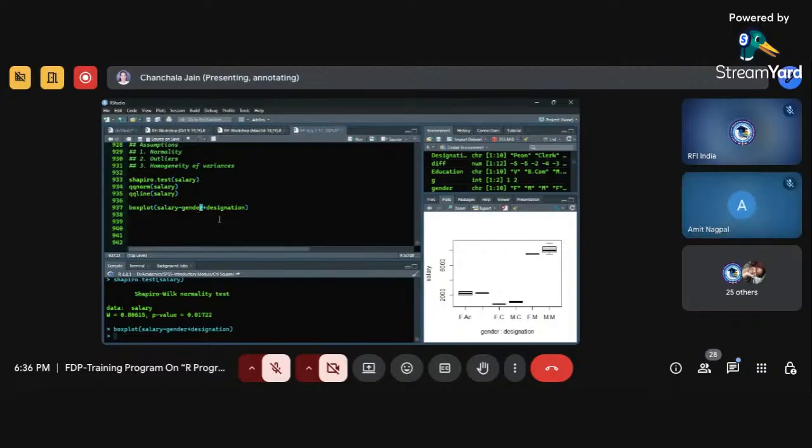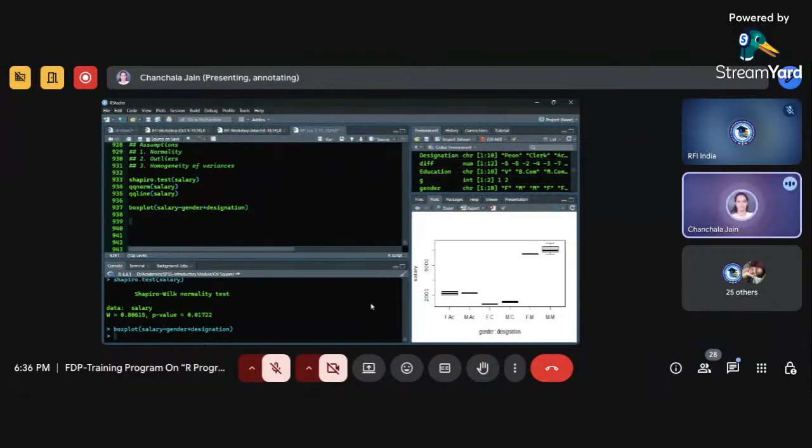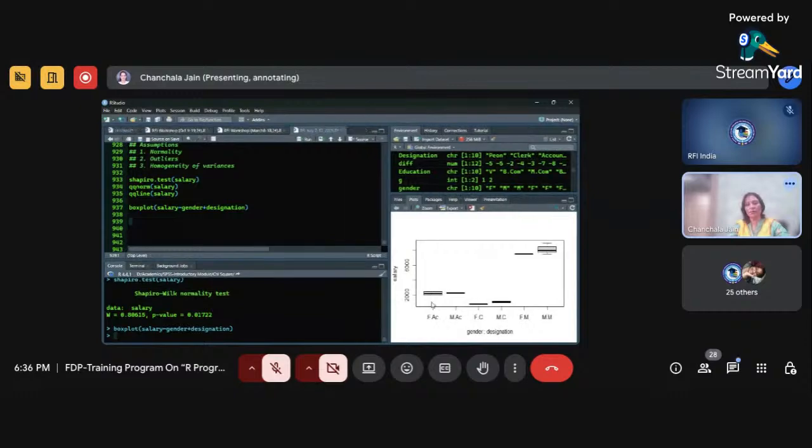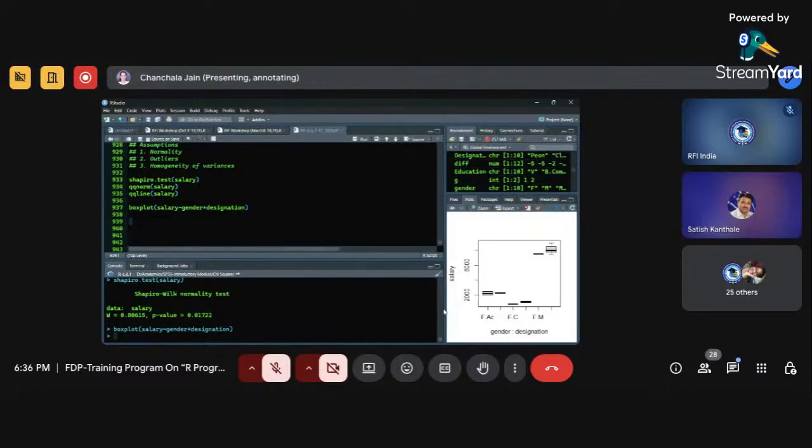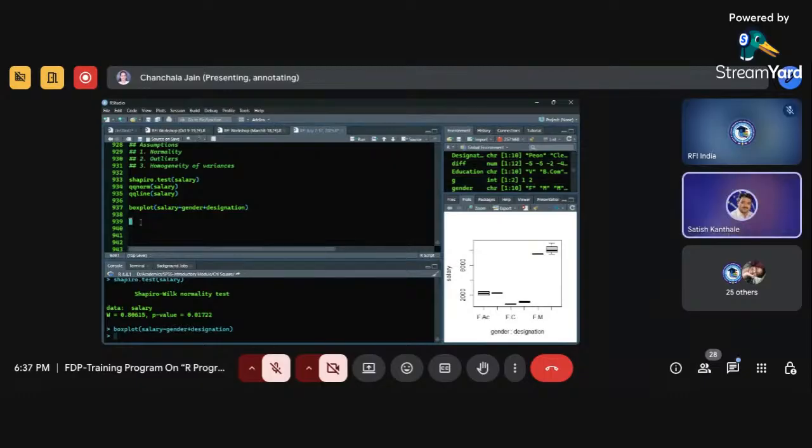Ma'am, in this box plot, the second column doesn't have the name, but in the box plot that I got, it has the name. See, now it has come. It is because of the size, the area is small. So the names are there. I told you, this is the female accountant, male accountant, female clerk, female manager, and male manager. Done.